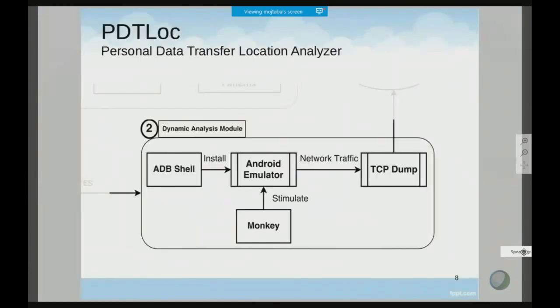And for the dynamic one, we use the Android emulator. We install the app through the ADB shell, and we stimulate the app with Monkey by sending random events to the app. Then we dump network traffic with tcpdump, and analyze the network traffic to see what personal data is going through the network outside. And the whole thing is done automatically.